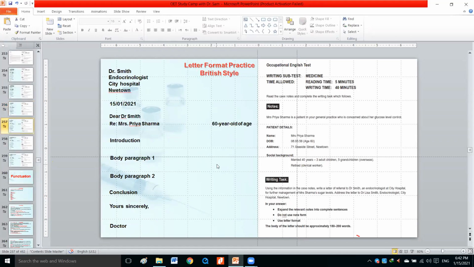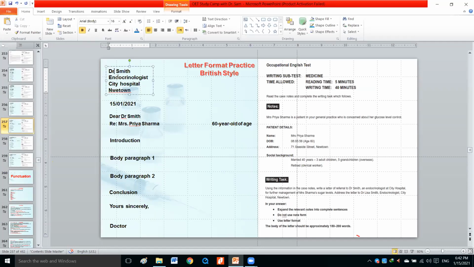Let's start the same writing task, but you have to write in British style. So start, please. Starting with the address, and Doctor, no period. There is no period in this name. No punctuation in the address. The name, Dr Lisa Smith. It's correct, I think. Endocrinologist, yes.